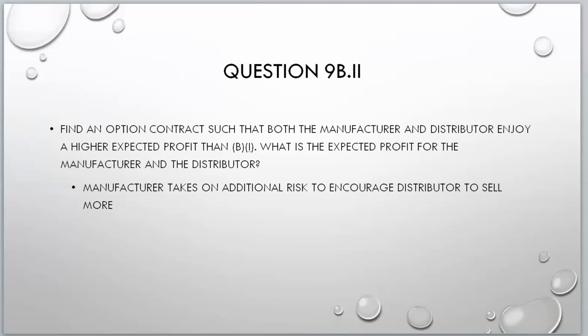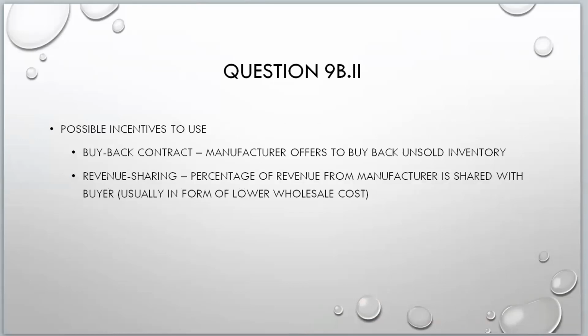One of the caveats of this type of order system is that the distributor will only buy as much as they can comfortably sell and still make the most profit possible. So the manufacturer is going to try to get the distributor to buy more products from them to encourage them to attempt to sell more products. In my example, I just picked two incentives you can use. You can use a buyback contract and revenue sharing. These are probably the easiest ones to use for this problem.